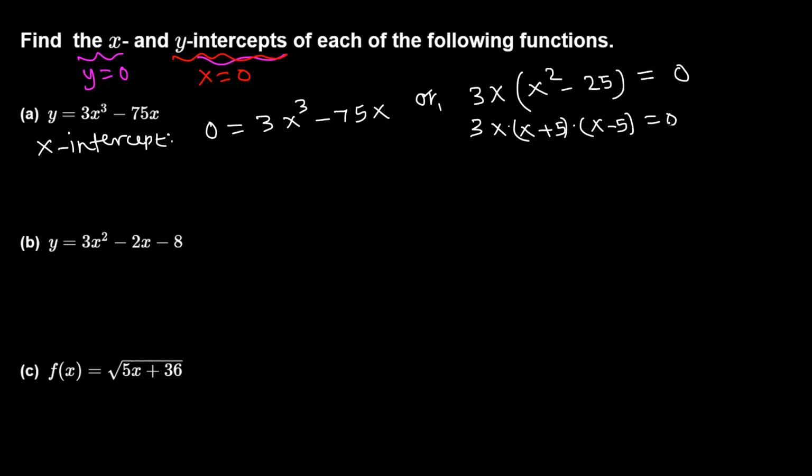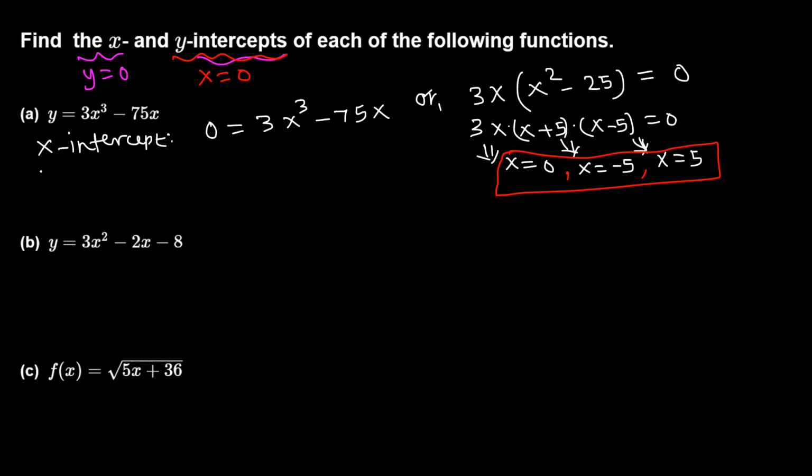So the product equals 0, so either 3x equals 0, from this we get x equals 0, or x plus 5 equals 0, that means x is negative 5, or x minus 5 equals 0, that means x equals 5. So we got 3 x intercepts: x equals 0, x equals negative 5, and x equals 5. In coordinate form that would be (0, 0), (negative 5, 0), (5, 0).